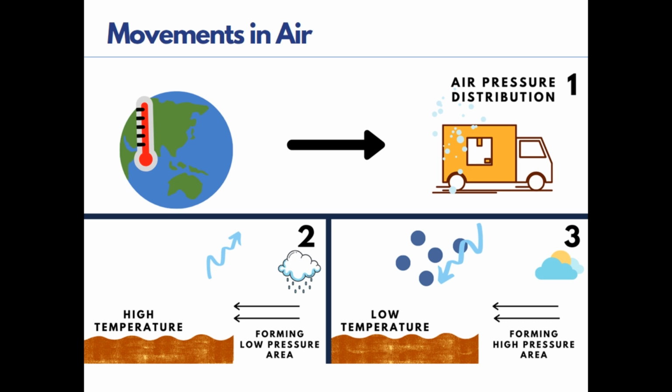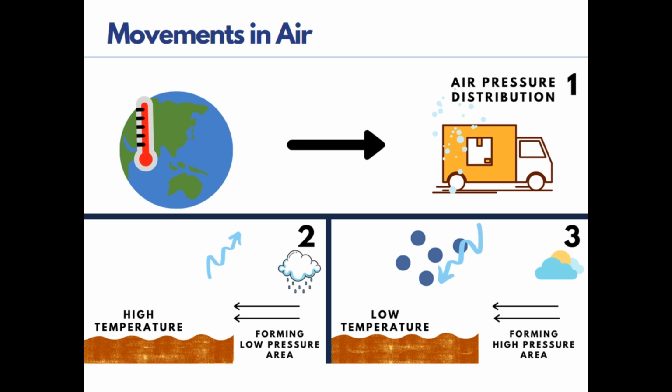Also, the distribution of air pressure is influenced by the temperature of air at any given place. In areas where the temperature is high, air gets heated and rises. This makes a low pressure area as you see in image 2. Here, the surface has high temperature, so air gets warmer and rises, forming a low pressure area. That leads to a cloudy sky and rainfall.